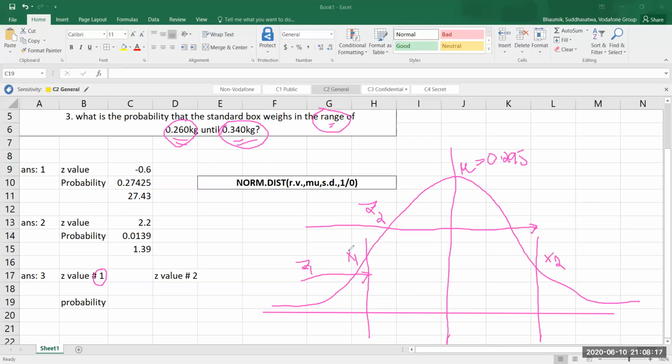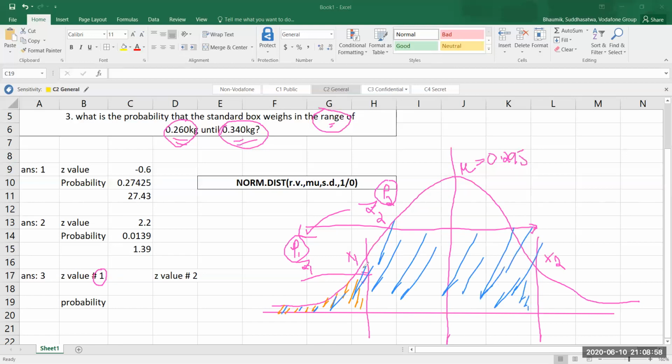I can use the norm.dist, because this is a normal distribution. And then I can find out, let's say P1, which is the probability based on the z value Z1. And then I find out probability P2, which is based on the value Z2. How do I find the range? I take P2 and I minus P1. Why? P1 is this part. And what is P2? P2 is the entire part.